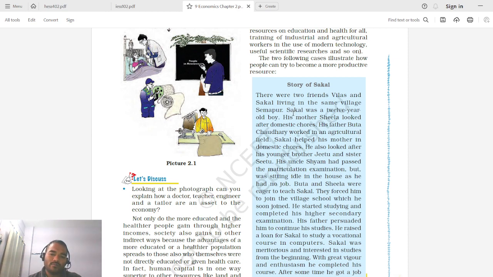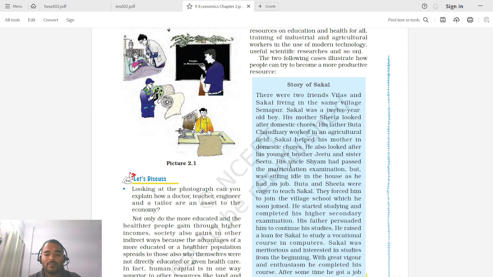So the boy whose name is Sakal is only 12 years old, the same age as yours, rather, younger than you. His mother Sheila used to do household work, and his father Bhuta used to work in an agricultural field. Sakal used to help his mother in domestic chores. He also looked after his younger brother Jitu and sister Situ. So Sakal had a brother and a sister. The brother was Jitu and his sister's name was Situ. He also helped his mother in household activities, and after that he used to look after his siblings.